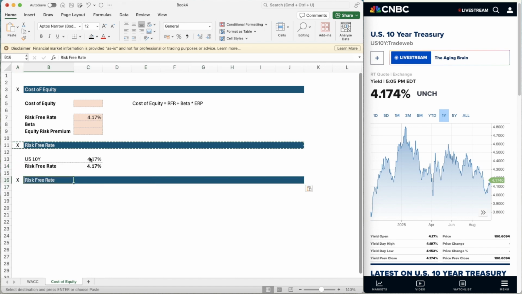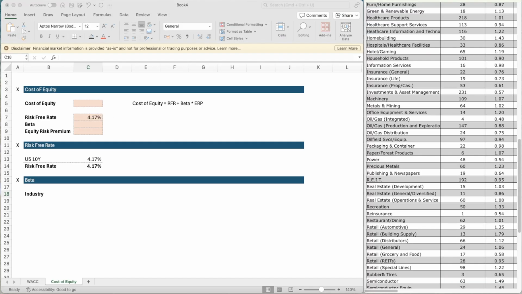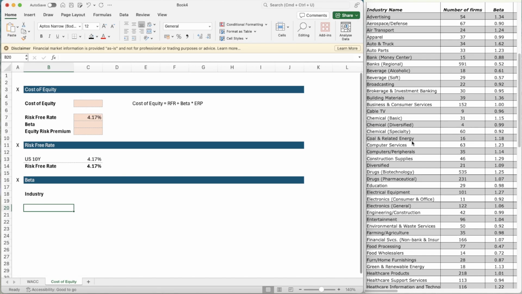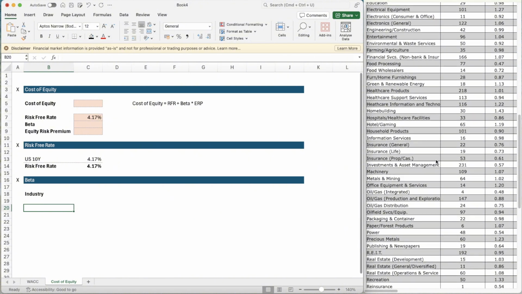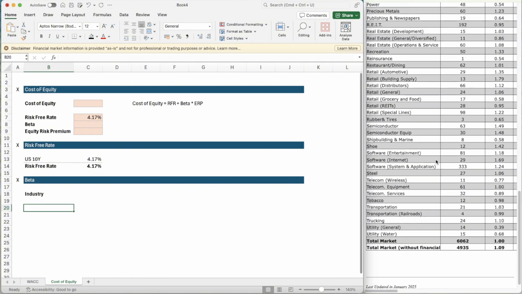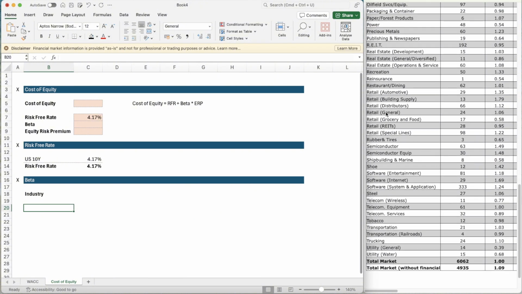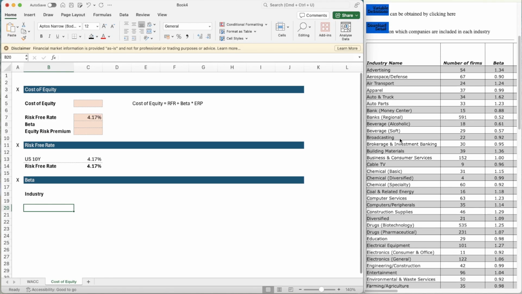So what's the next one? The beta. For that we need industry. So yes, we want industry. We have a list here, and let's go with apparel, and I'd probably say, you know, they're in e-commerce.